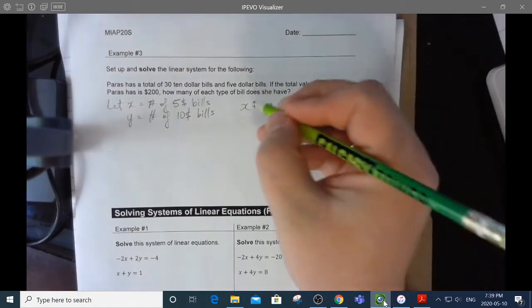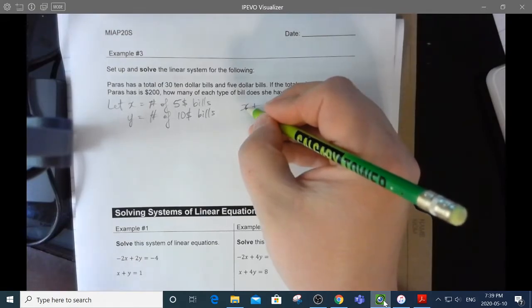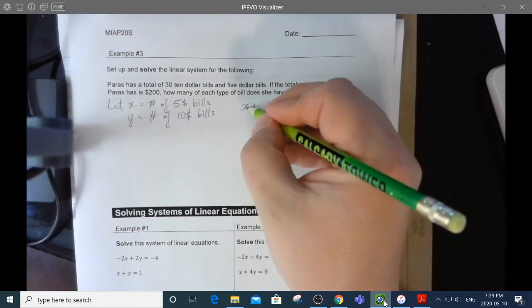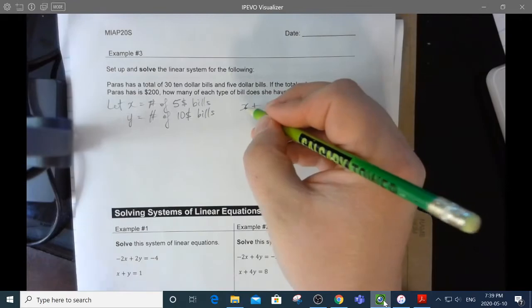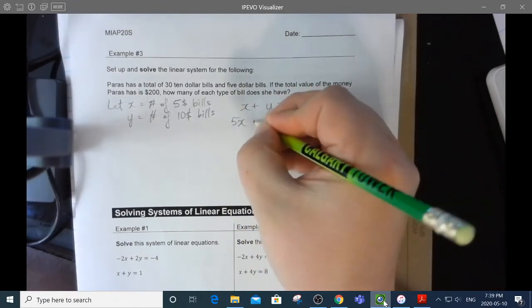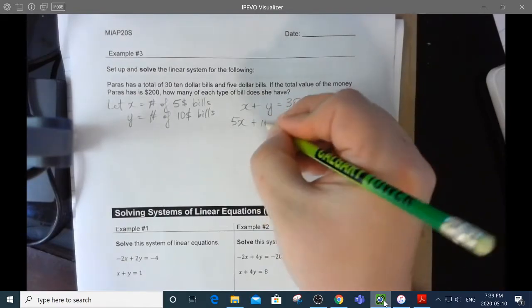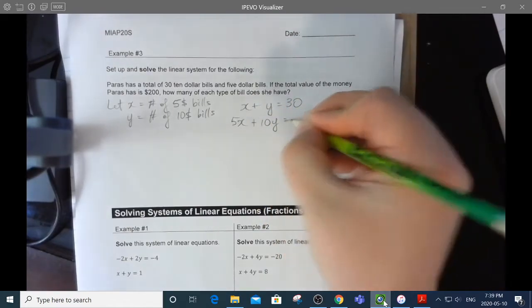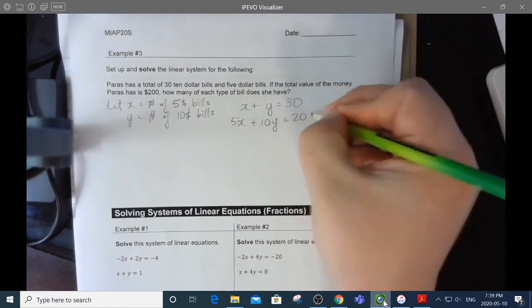So that means every $5 bill you have is worth $5, right? So if you have 1, that's $5. You have 2, that's $10. If you have 3, that's 15. So this number times 5 is how much that's worth. And this number times 10 is how much those are worth. And I know together they're worth $200.